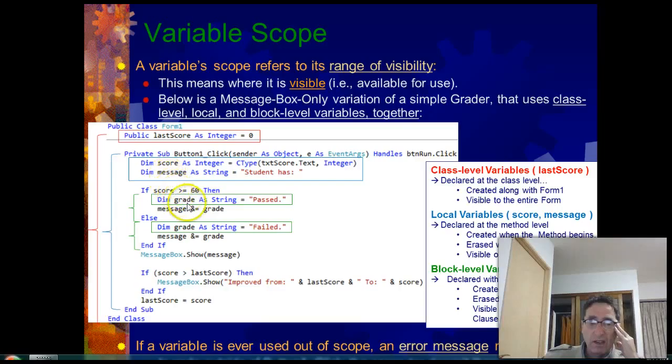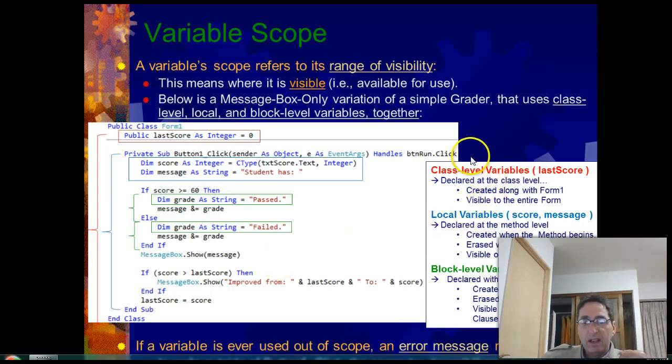Score and message. Now here we did a kind of weird thing by defining grade just within this clause. That's kind of weird. I would normally define it here. But if we did define it here, that would mean that this is actually a block level variable.